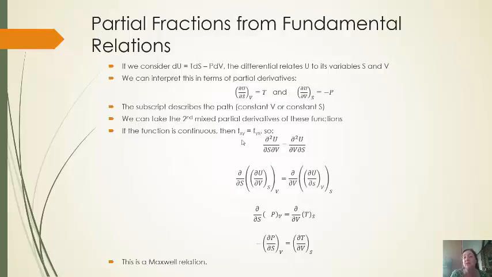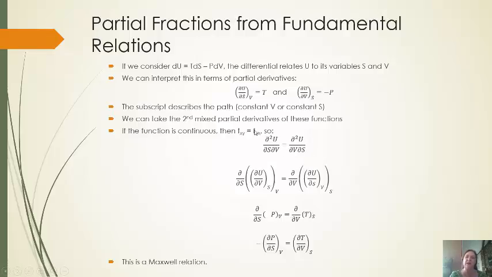From math, we've learned in Calculus 3 that when I do these for continuous functions, taking the second derivative in either order should get me the same answer. Because nature seems to be continuous, then we can apply this definition for continuity and say that whether we take the derivative first with respect to S or first with respect to V, they should be equal to each other. So this gets us this relationship here, that I can take it first with respect to V, then S, or first with respect to S and then V.